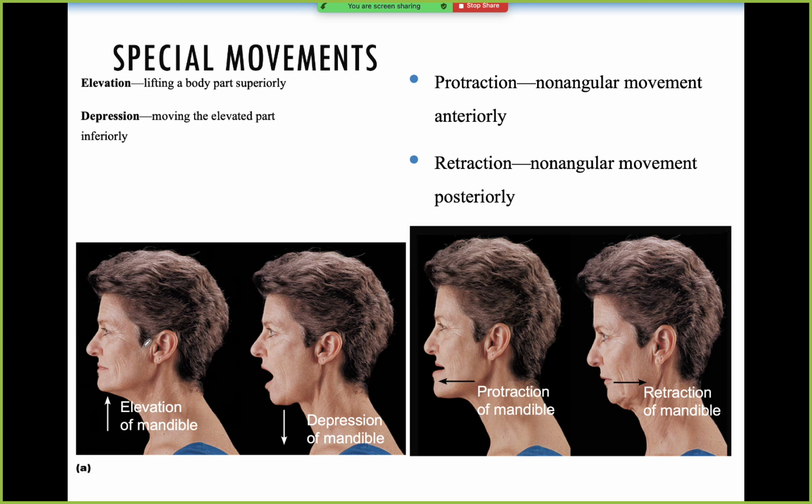Using the TMJ joint, which is right about here, there are two special directions of movement. Elevating the mandible and depressing it. This is something you guys do as you eat. And protracting the mandible, which is giving yourself an underbite, and retracting the mandible, giving yourself an overbite. And you also do this unconsciously when you're eating. So these are considered special movements. And again, that TMJ is a synovial joint.